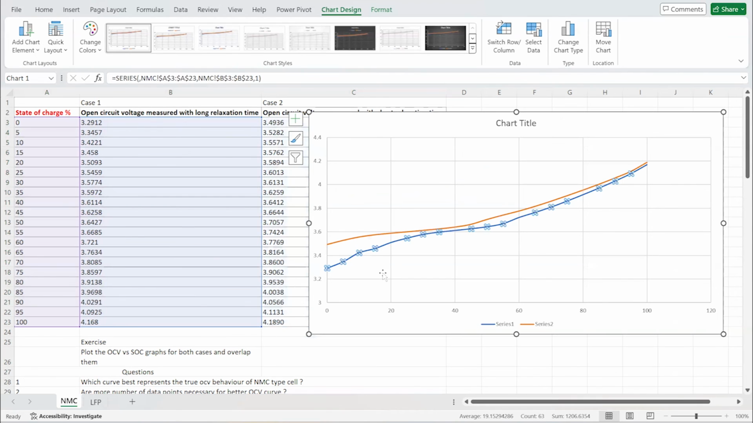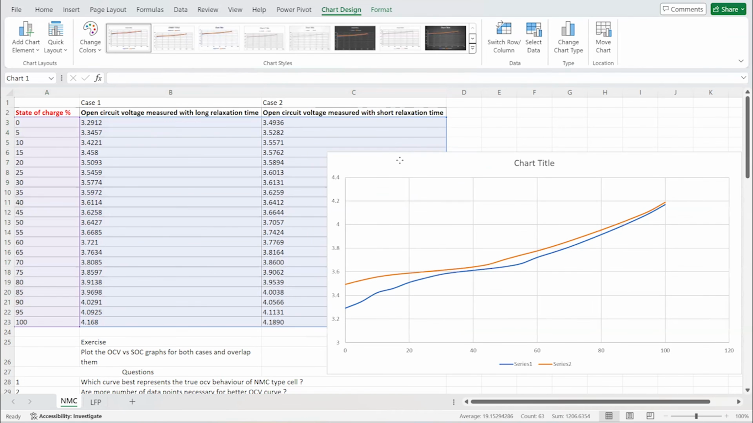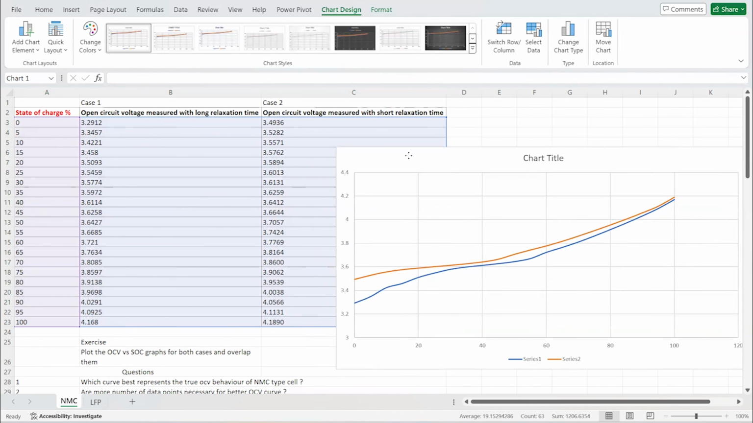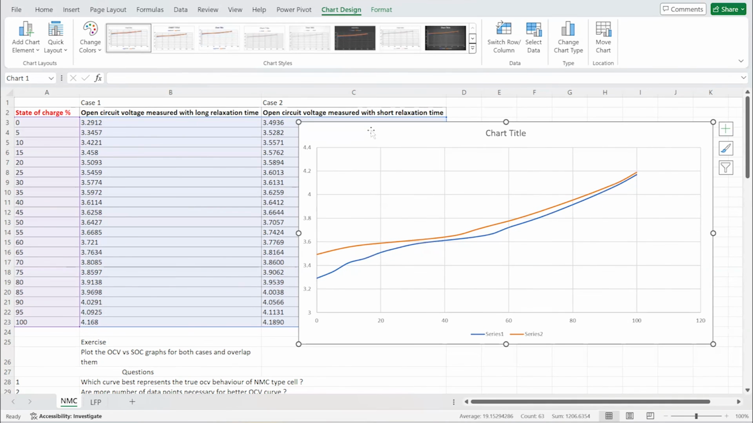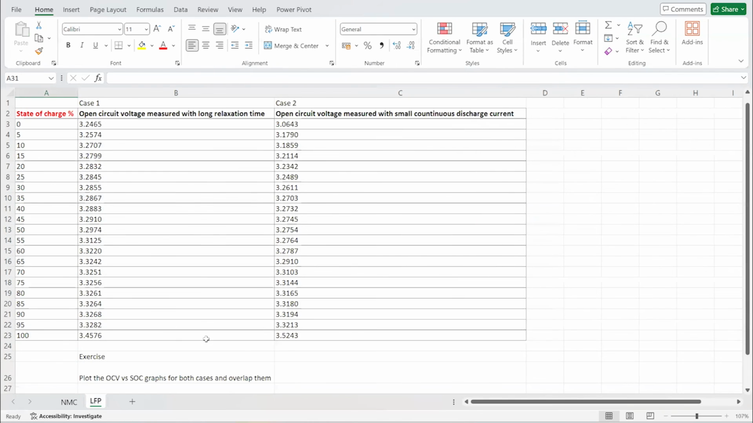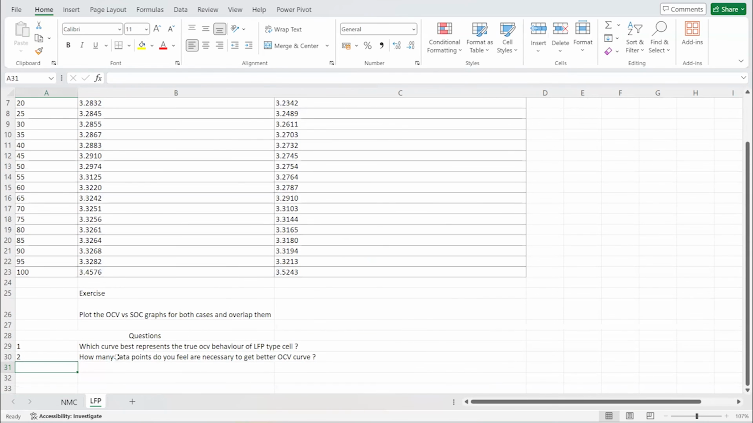The blue line here corresponds to long relaxation time, and the orange line corresponds to shorter relaxation time, which means that between the discharge period and the relaxation period, the time period is very short. You can come up with your own conclusions for this graph. What do you feel? You can type that in the chat box. Feel free to leave your opinions. LFP is another experiment you can try on your own. It also has its own conditions. And what is the number of data points you feel is necessary to get a better OCV curve?